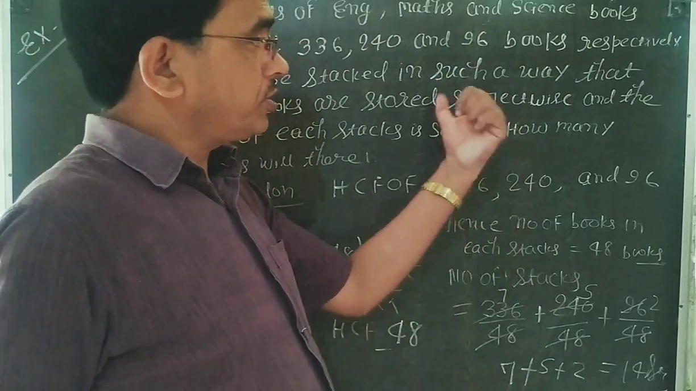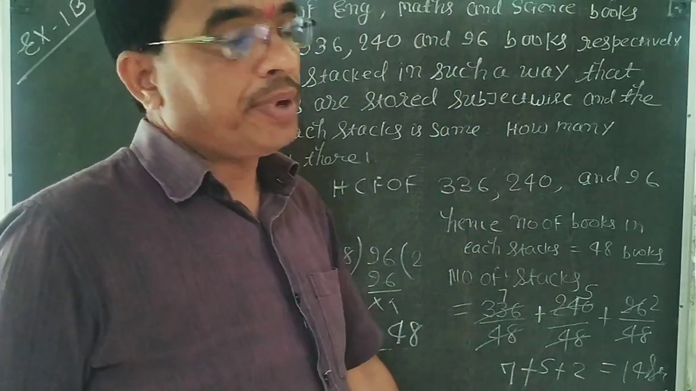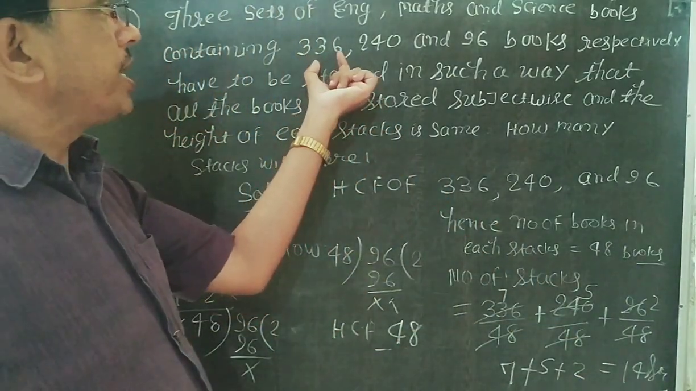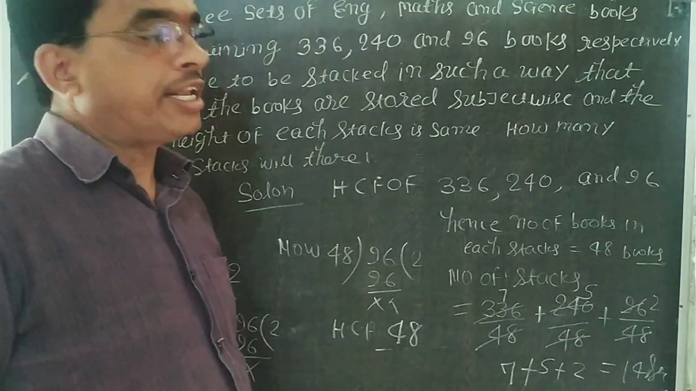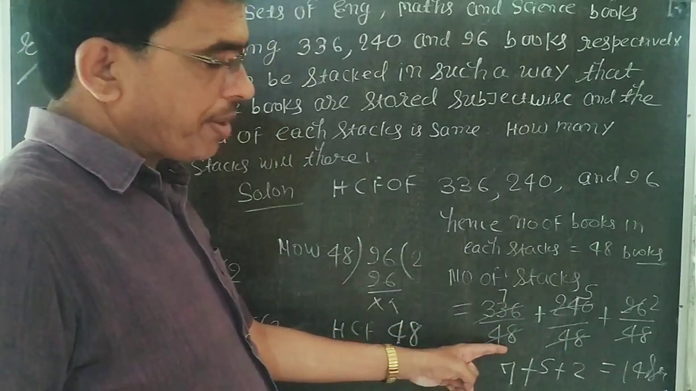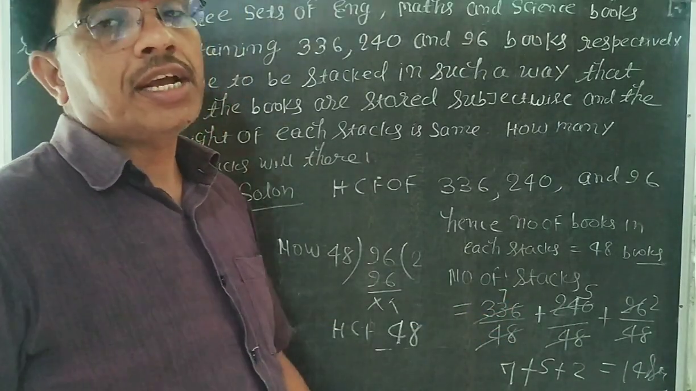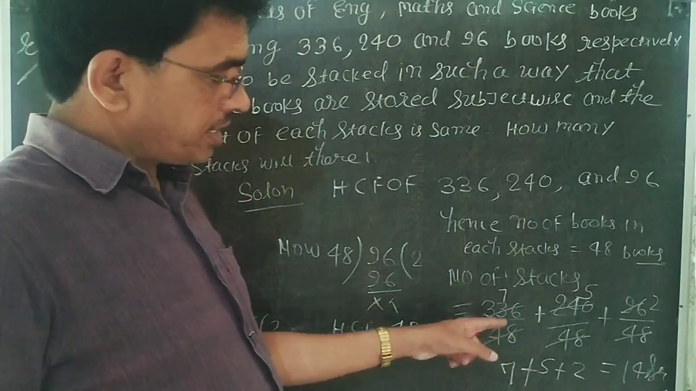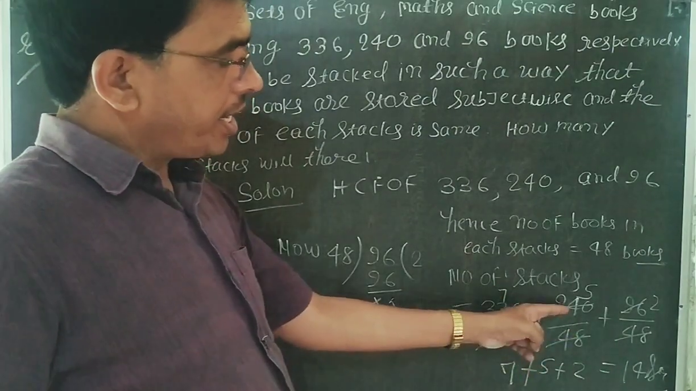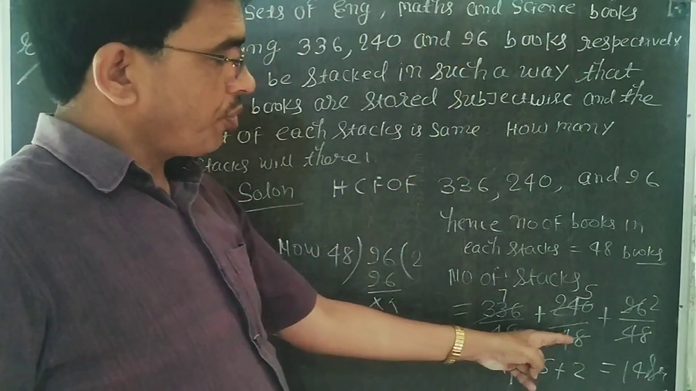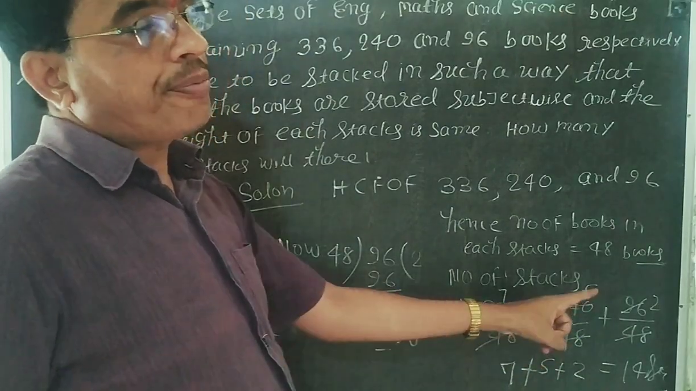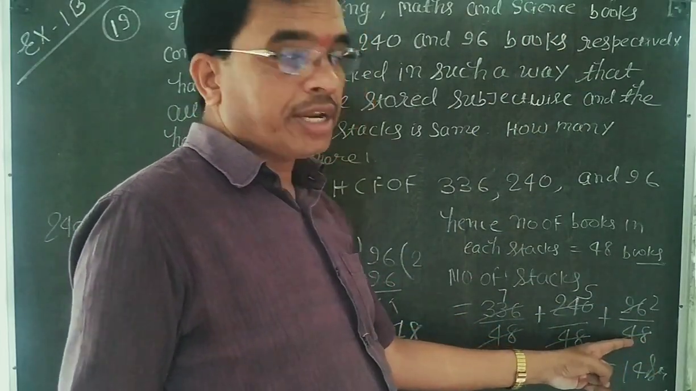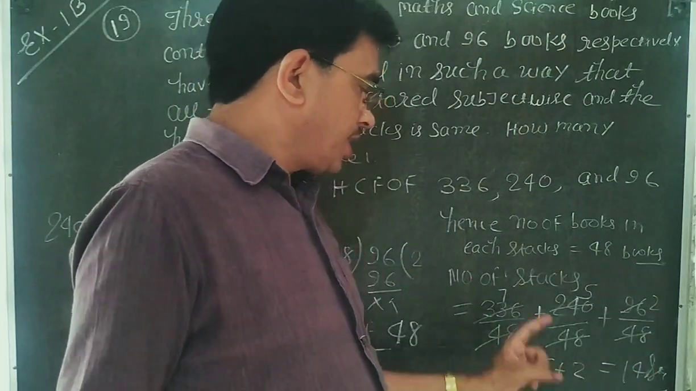Next part of this question: how many stacks do you have if each stack has 48 books, and there are 336 books in English? You divide 336 by 48, and you get 7 stacks of English books. There are 240 books in Mathematics, so 240 divided by 48 gives 5 stacks of mathematics. And there are 96 science books, with 48 in each stack, so 2 stacks of science books.